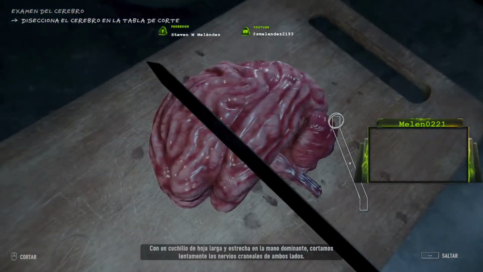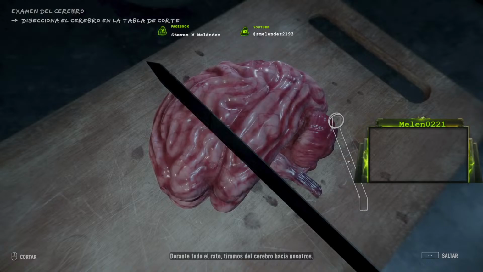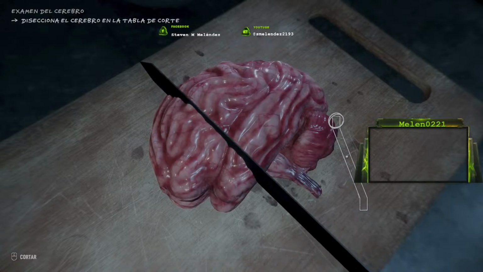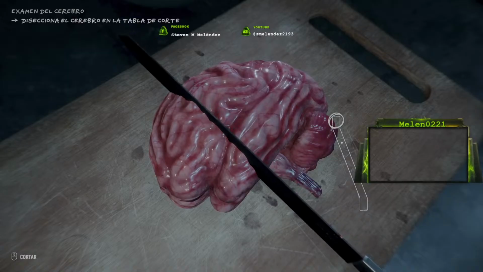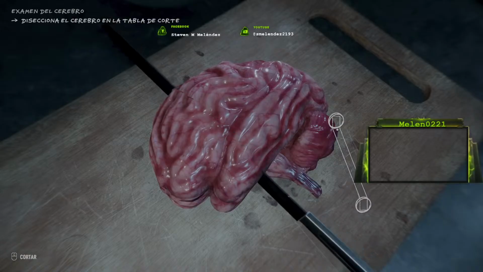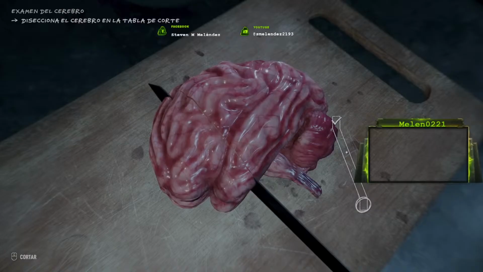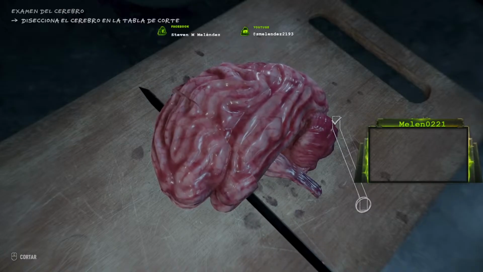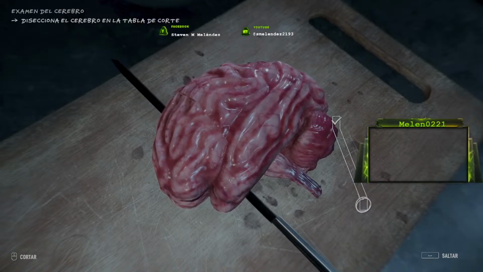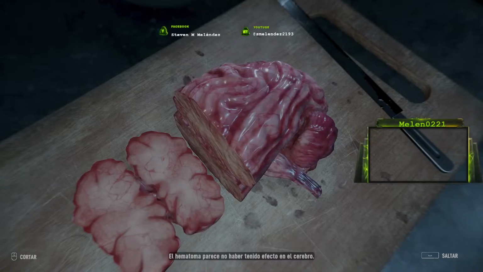Holding a long, narrow blade knife in the dominant hand, we slowly cut the cranial nerves on both sides, all the time pulling the brain towards us. So far, so good. The hematoma seems to have had no effect on the brain.